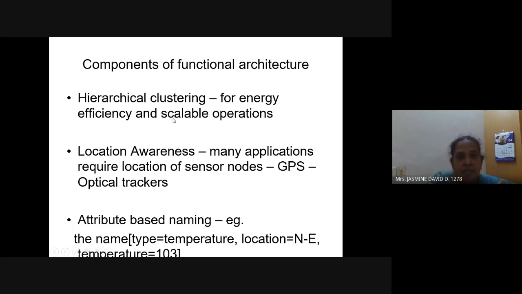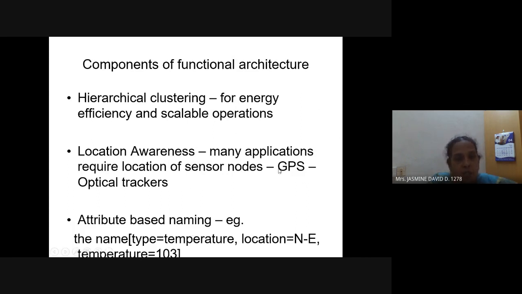Hierarchical clustering is mainly for energy efficiency and scalable operations. Location awareness means that in a particular network, 1 or 2 nodes may be equipped with GPS to find out where those nodes are situated. This location information will be given to other nodes also, so that all the nodes in a network know in which part the network or node is situated. That is location awareness.